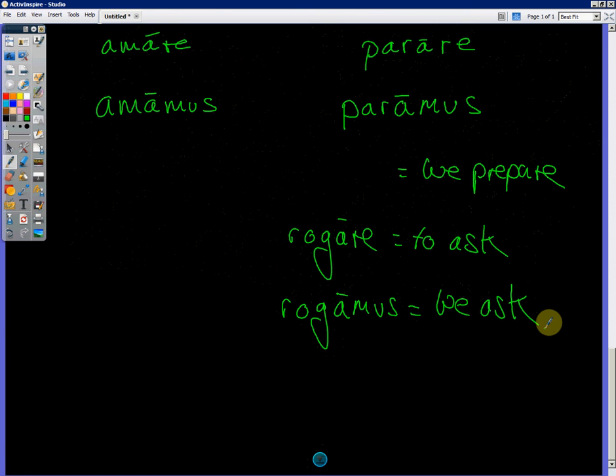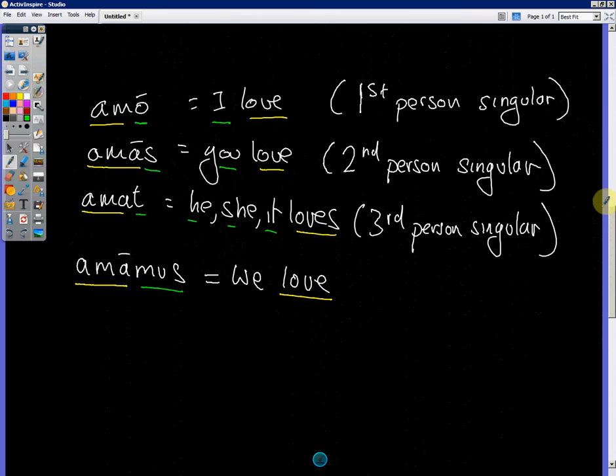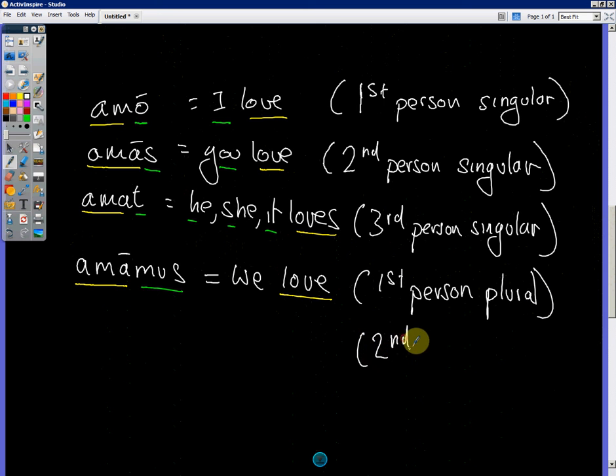Okay, so let's go back to what we're looking at here. We've got amo, amas, amat, amamus, we love. Clearly the plural of I is we. Therefore this is the first person plural. So we now need to look at what's it going to be? You tell me. We're going to do the second person plural. What's that going to be in English?